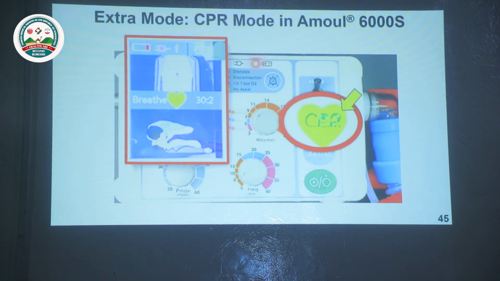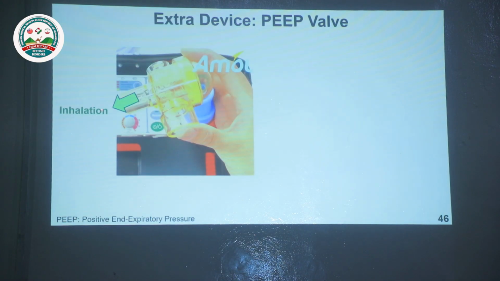And the final two things: the first is an extra mode of this ventilator, because this is used in an ambulance, so it has one mode called CPR mode. When you press this button, the screen will change and instruct you how to do chest compression, 30 times, and the ventilator will automatically deliver 2 breaths. Another extra device is the PEEP valve, but this is optional.